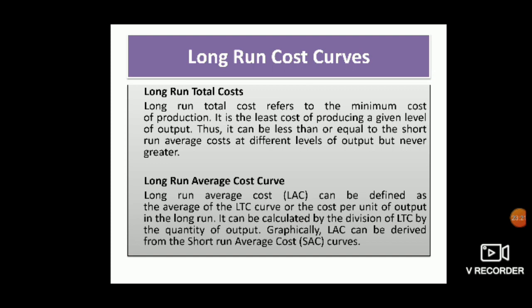It is the least cost of producing a given level of output. Thus it can be less than or equal to the short run average cost at different level of output, but never greater. But long run average cost curve can be defined as the average of the LTC curve or the cost per unit of output in the long run. It can be calculated by the division of LTC by the quantity of output. Graphically, LAC can be derived from the short run average cost curve.